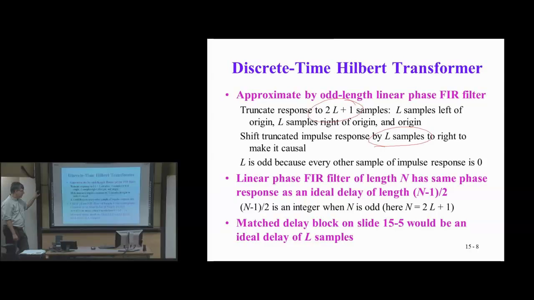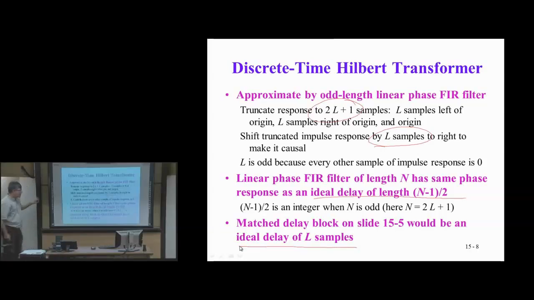What's the group delay through the filter? Because we have the symmetry, it's going to be odd symmetric about the midpoint. A linear phase FIR filter of length N has the same phase response as an ideal delay of (N minus 1) over 2. That means that the group delay is L. It's always an integer, which is nice. So the match delay on that block diagram is a delay of L samples.